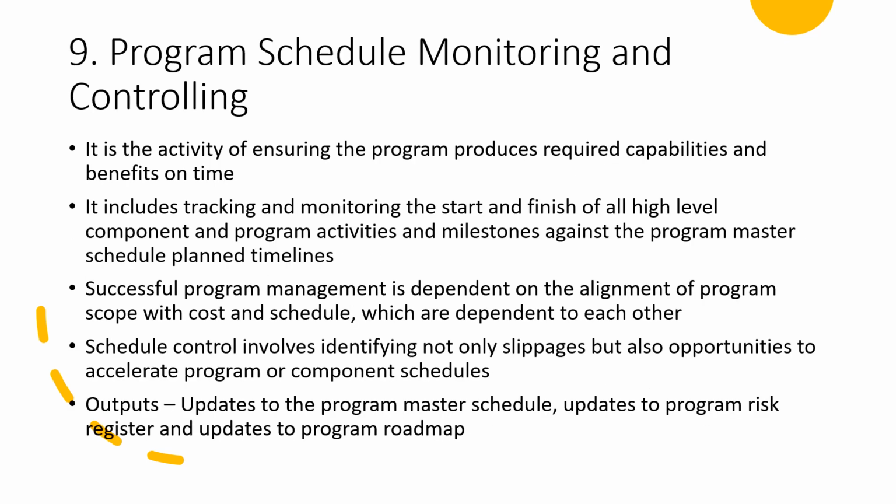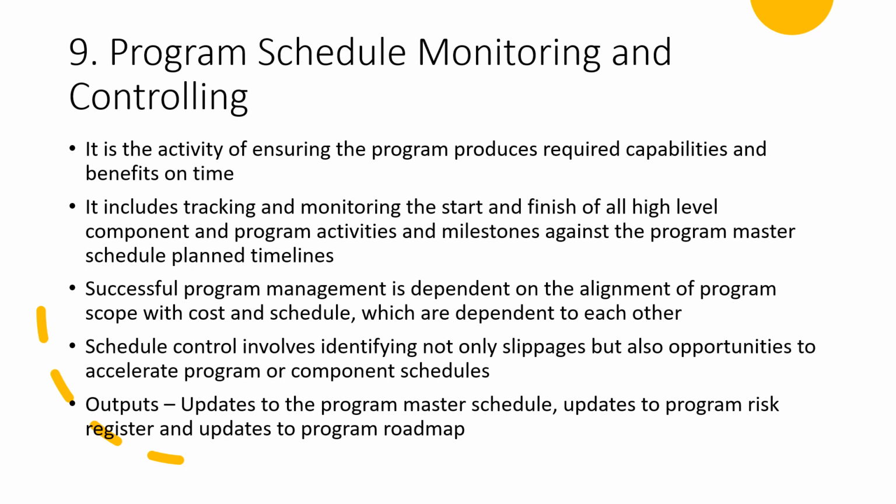We have discussed program risk management and control. Now let us start with program schedule monitoring and controlling. Program schedule monitoring and controlling is the activity of ensuring the program produces required capabilities and benefits on time. It includes tracking and monitoring the start and finish of all high-level component and program activities and milestones against the program master schedule plan timelines.